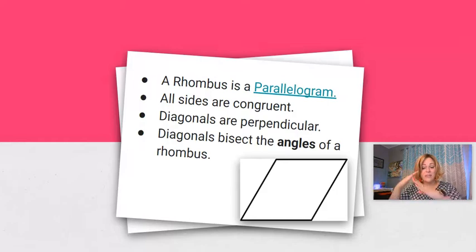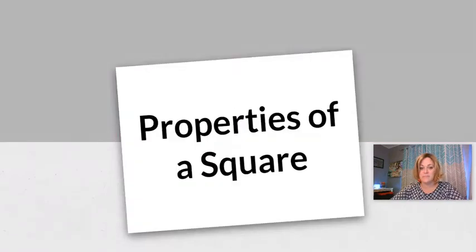The diagonals, when they come together, they don't just bisect each other, but they are perpendicular. So they intersect at that 90-degree angle. And then the diagonals bisect the angles of the rhombus. So if I have a diagonal here, it would cut this angle in half. And the diagonal here would cut these angles in half. So they cut each of the opposite angles in half, or they bisect those angles.